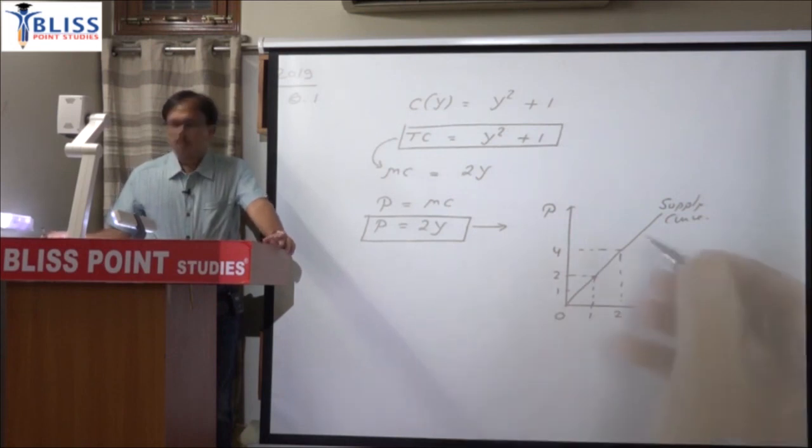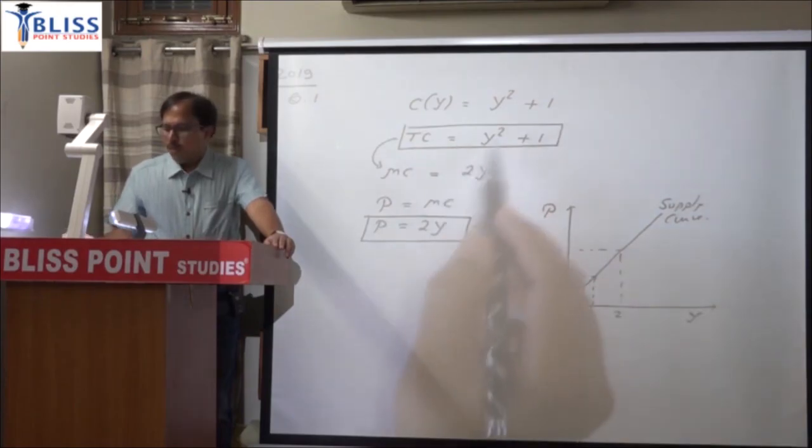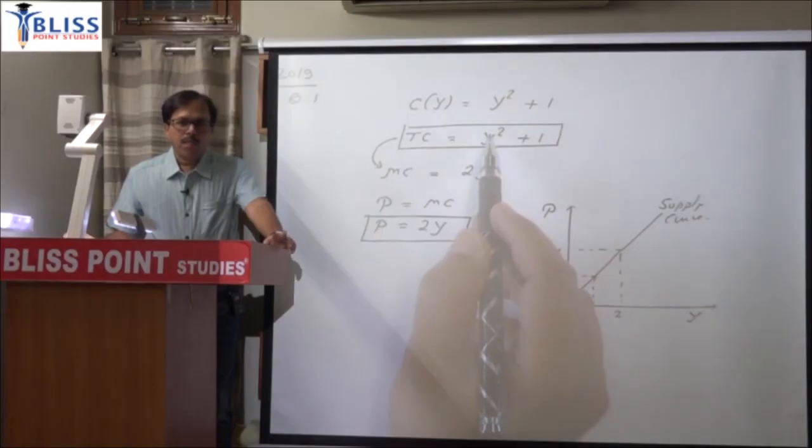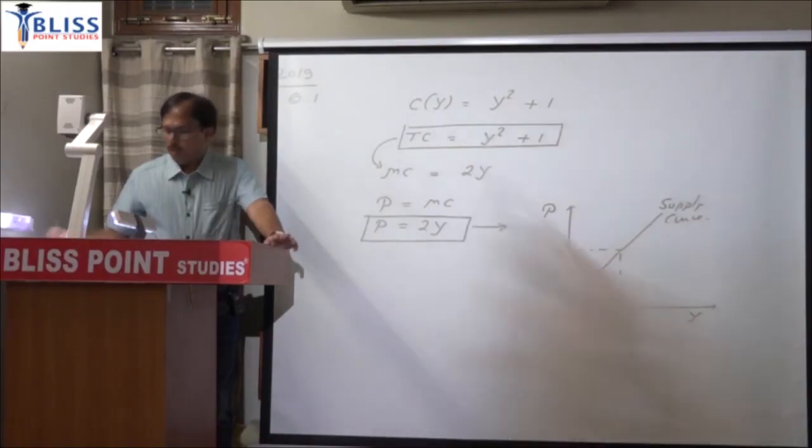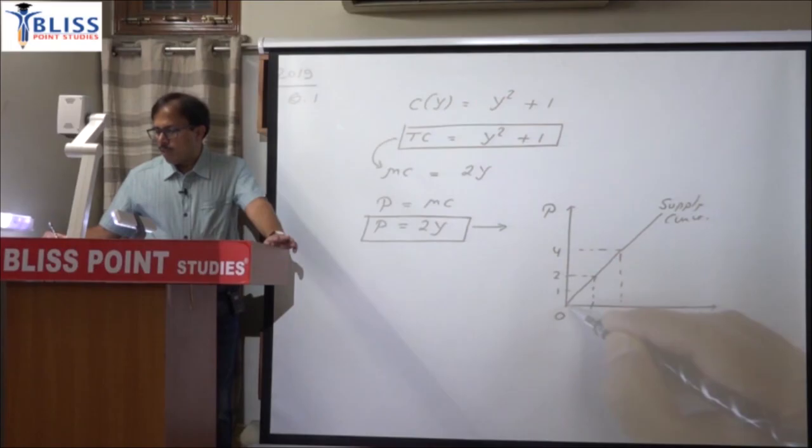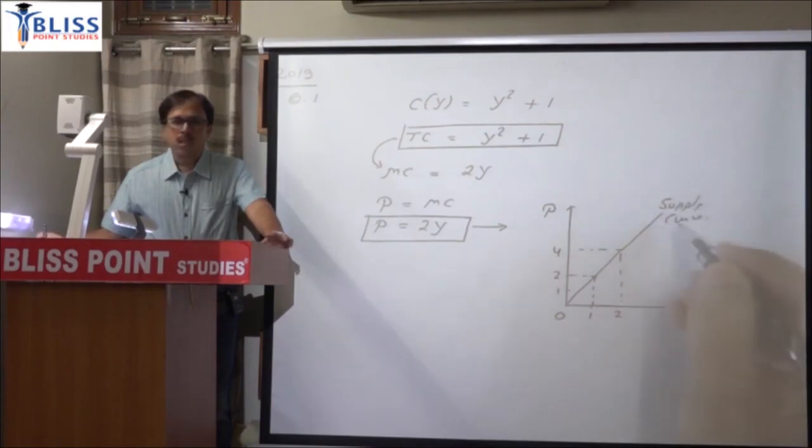So clearly this will be above the average variable cost, because what will be the variable cost here? Y square is the variable cost. So if we divide it by y, then it will be only y. So the average variable cost will be at a slope of 1, whereas the slope of this line is 2, so it is clearly greater than the average variable cost.